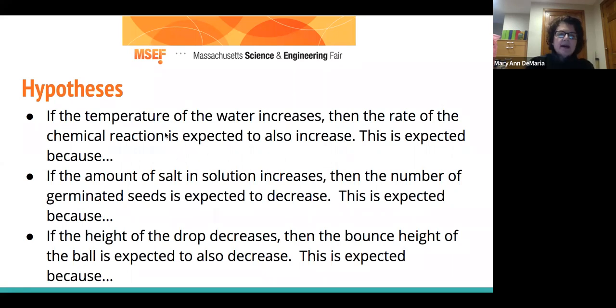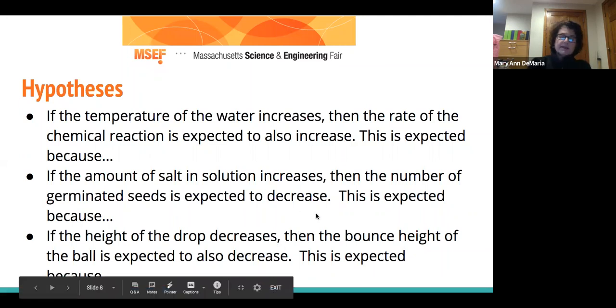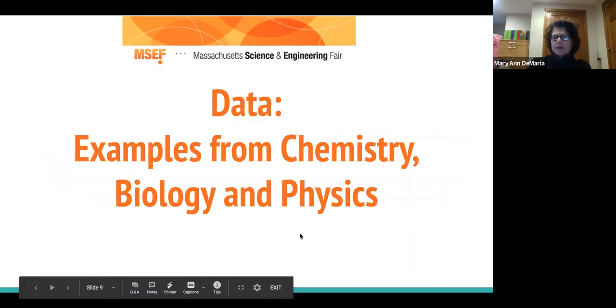Notice that when we state a hypothesis, it's stated like a trend. It's not that at this temperature, this is what's going to happen. It is: if the temperature of the water increases, then the rate of the chemical reaction is expected to also increase, and then you would explain why this is expected. The same with the salt experiment: if the amount of salt in solution increases, then the number of germinated seeds is expected to decrease. So we always try to state a hypothesis as a trend. I wanted to bring back our questions and hypotheses so the data make sense to new people joining us. And the last one was: if the drop height decreases, then the bounce height of the ball is expected to also decrease.